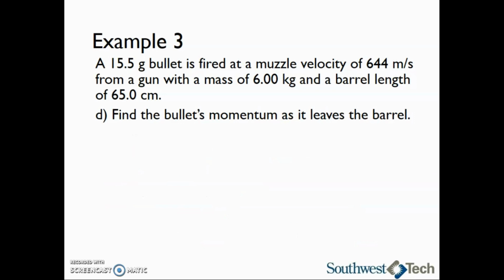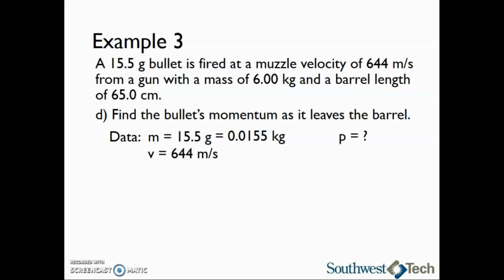In part D, we need to find the bullet's momentum as it leaves the barrel. Since we are calculating momentum, the only pieces of data that we need are the mass of the bullet, which is 15.5 grams, or 0.0155 kilograms, and the velocity of the bullet as it leaves the barrel, which is 644 meters per second. We are trying to solve for momentum P. The basic equation to solve for momentum is P equals m times v.